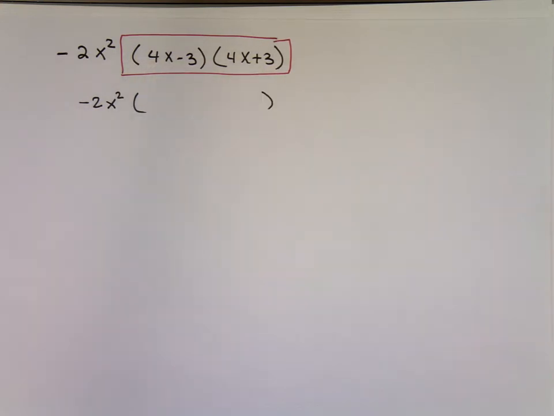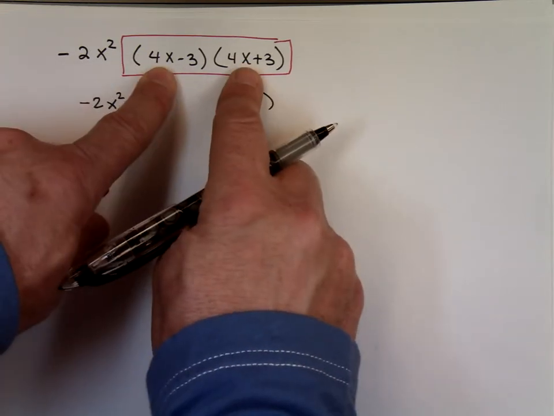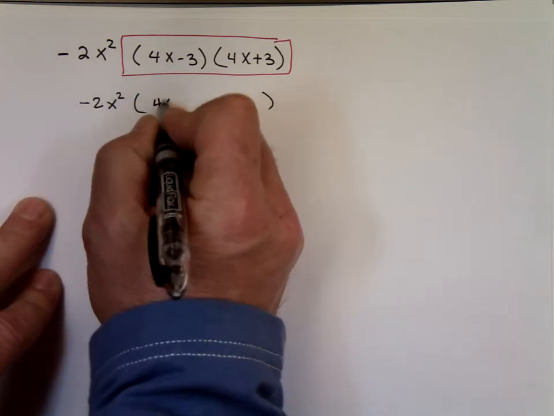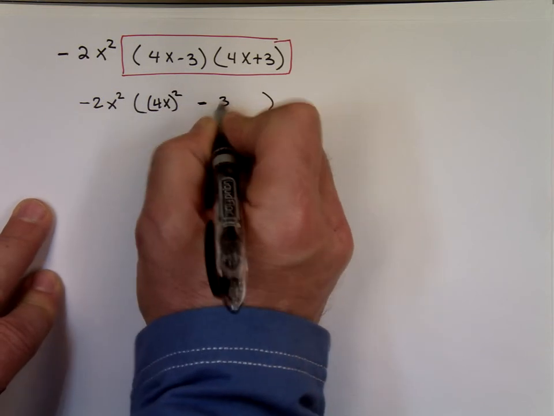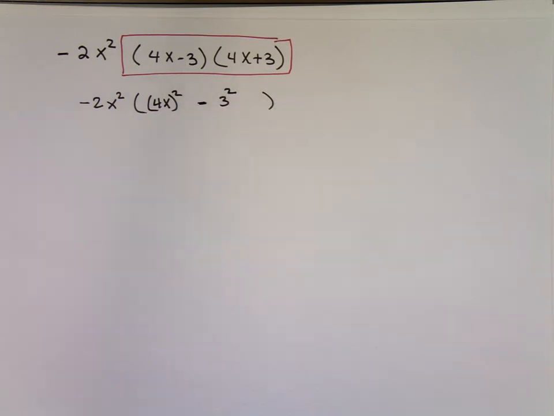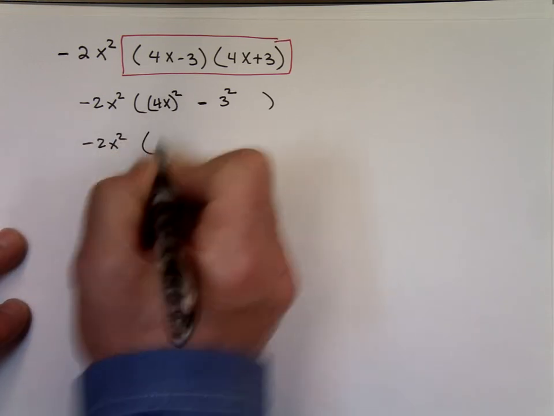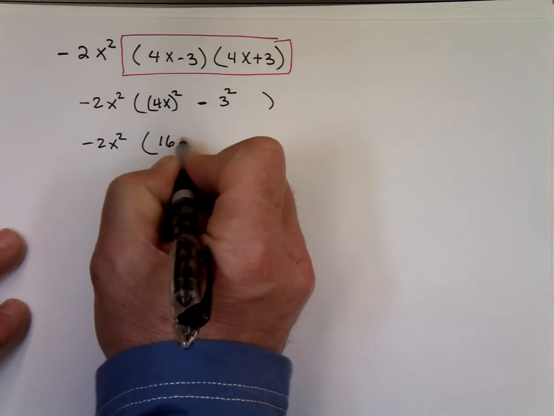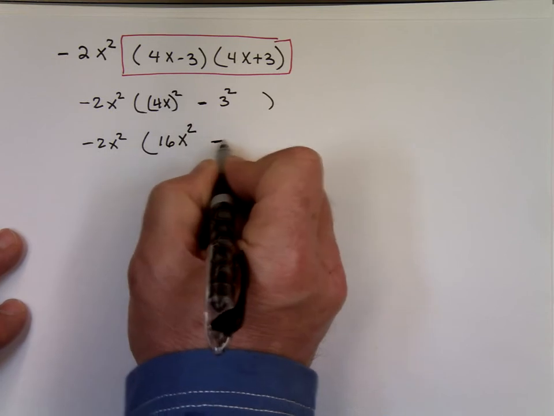Let's find the answer to when you multiply these two. Now what method are we going to use? Notice, these are the same, except the sign. Square the first, minus square the second. So when you square the first, what are you going to have? What is 4x when you square it? 16x squared minus, what's 3 squared? 9.